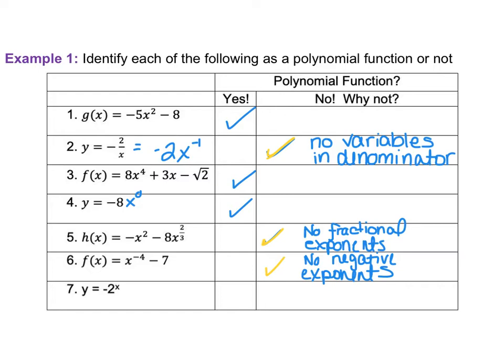Take a look at number 7, our last one, -2 to the x power. Well, x could be anything, and since it's an exponent, it could be a decimal or fraction. It's variable. It's a variable. So this is not a polynomial function because the variables can't be exponents.